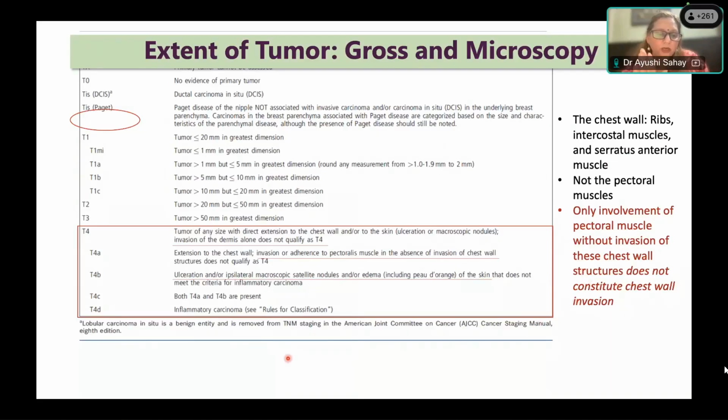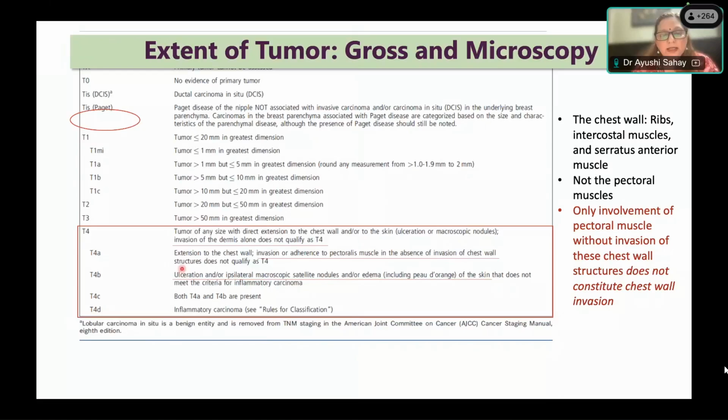So this is an important distinction to remember, but we do need to mention whether the underlying skeletal muscle is invaded or not. It does not change the T stage, but it is required to mention the underlying muscle involvement because it changes the radiation planning, and it might require resection of the underlying pectoral muscle in a second stage surgery. Besides this, there is pT4b. I am asked many times, if the skin is involved, if the dermis is involved, do we call it pT4b?